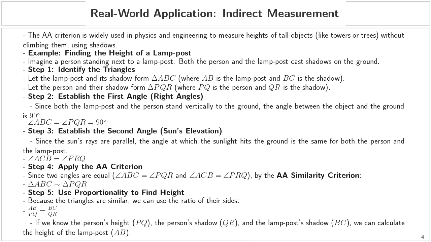Finally, step 5. Once we have proven similarity, we can use the property of proportional sides to find our answer. Because these triangles are similar, the ratio of their corresponding sides must be equal. We can set up the equation. AB over DE equals BC over EF in our specific case. The height of the lamp post, AB, divided by the person's height, PQ, is equal to the lamp post's shadow, BC, divided by the person's shadow, QR. So, if you know the person's height, their shadow length, and the length of the lamp post's shadow, you can easily calculate the unknown height of the lamp post.